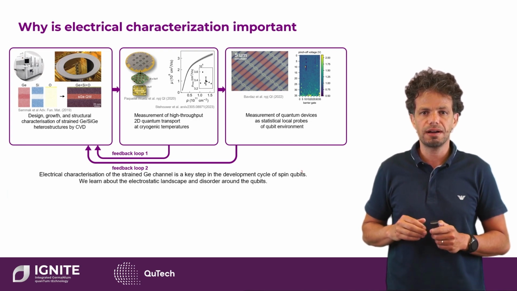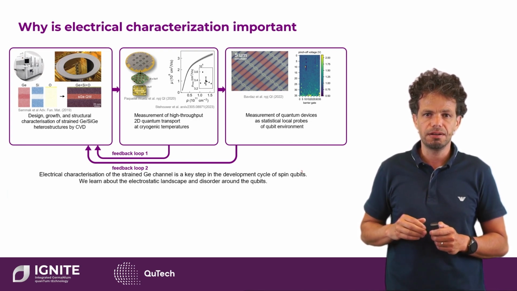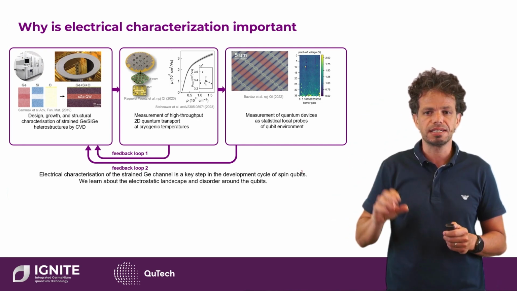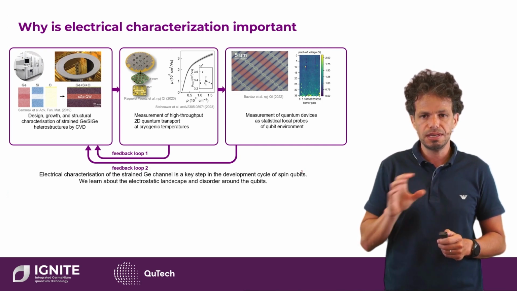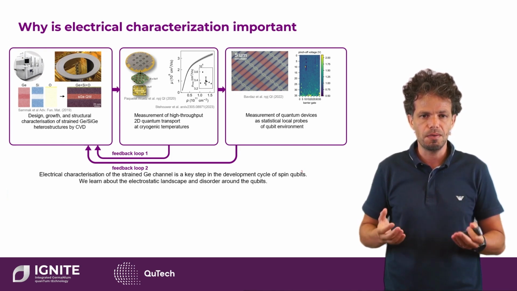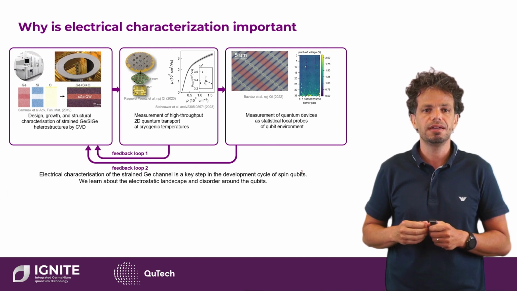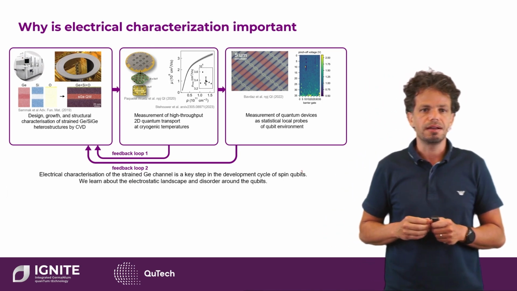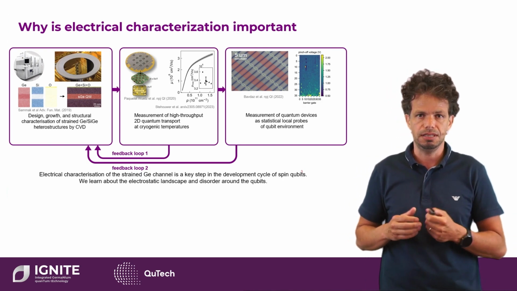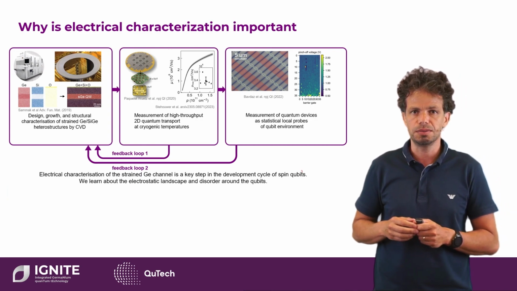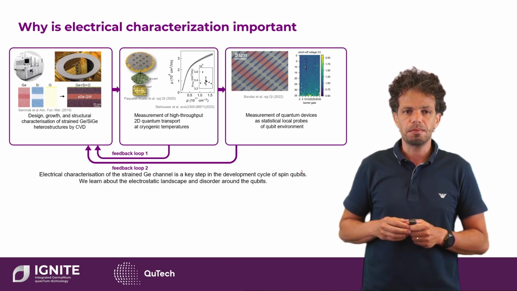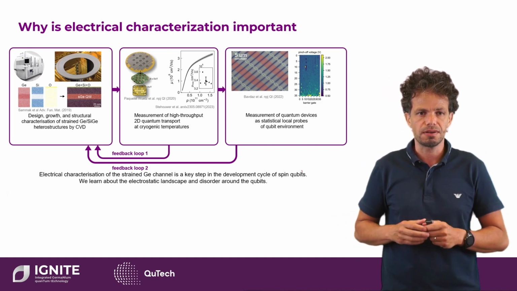So why is electrical characterization of the base material for qubits so important? It is important because it's a key step in the whole development cycle of spin qubits. You see here 3 blocks that are important. The first one is designing, growing, and characterizing structurally the heterostructures. We do this using reduced pressure chemical vapor deposition, which is the same technique that the microelectronic industry uses to make transistors. We start with a silicon wafer, and then we grow the whole heterostructure on top.